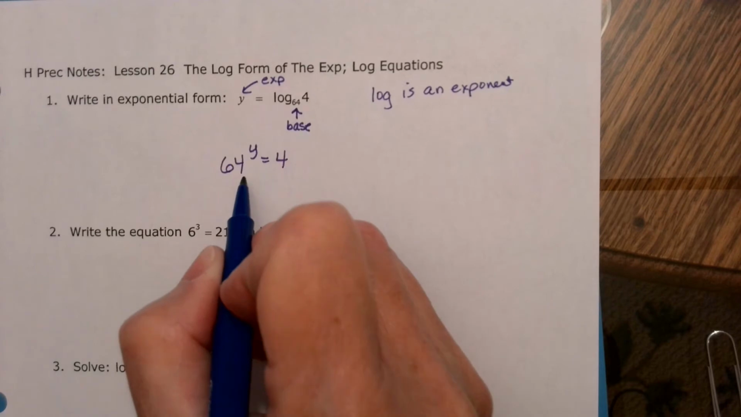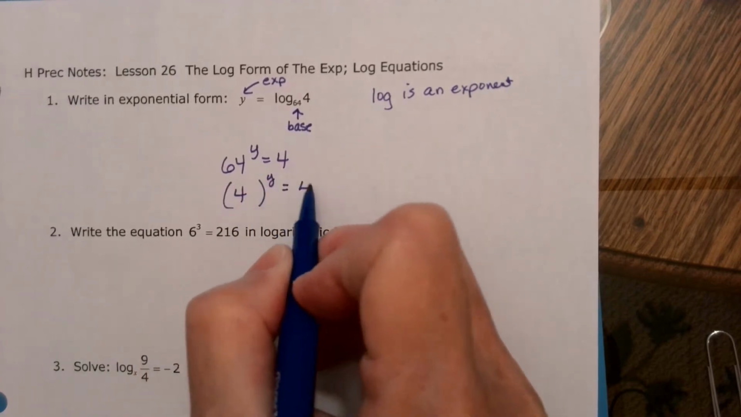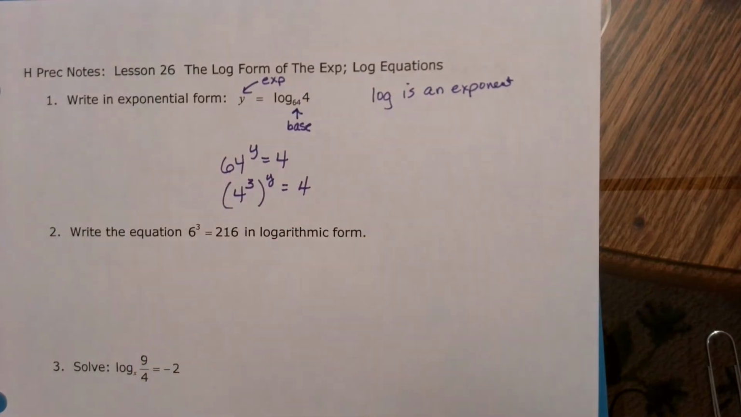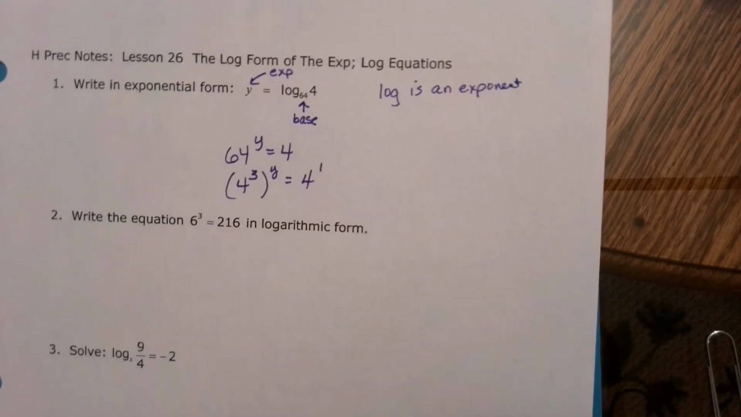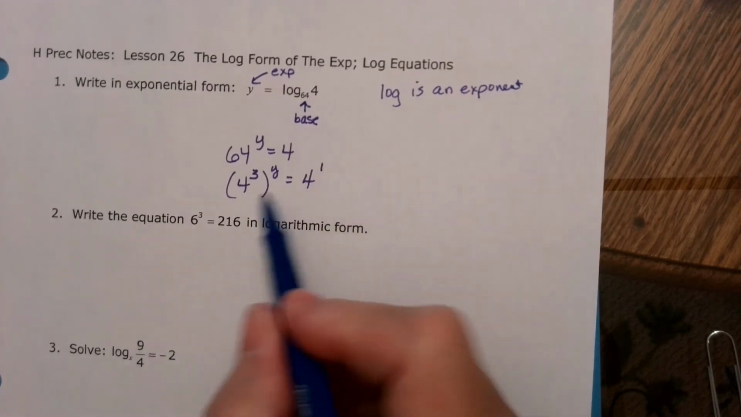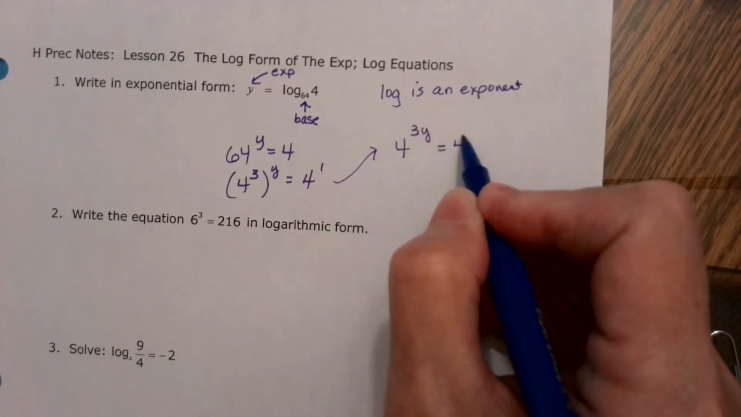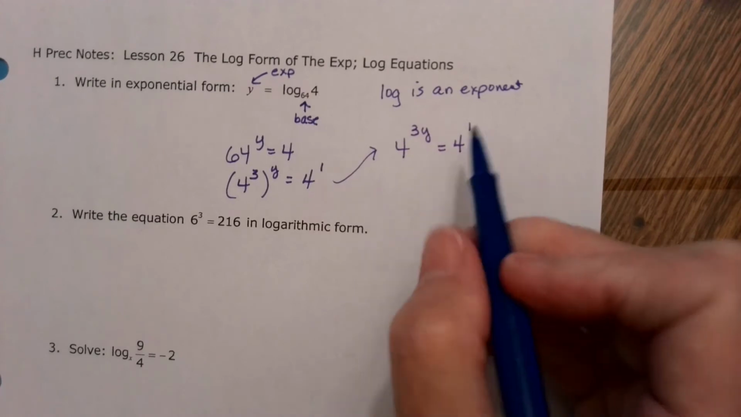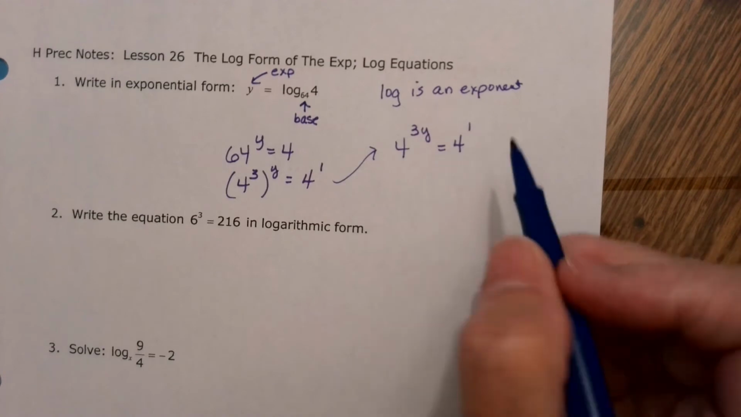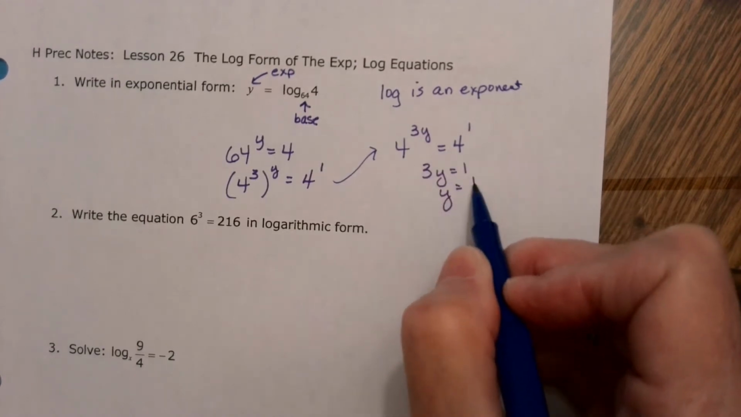Now what you want to do is change this to a base of 4. So 4 has to be taken to the third power. Now we know this is a 1, right? Now I want to realize that this is the same thing as saying 4 to the 3y equals 4 to the first power. Therefore, just logically speaking, if 4 to the 3y equals 4 to the first, then 3y must be 1. So y is 1/3.